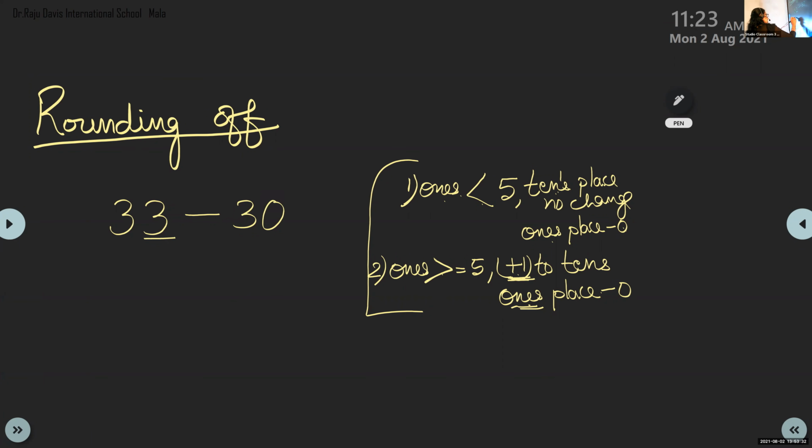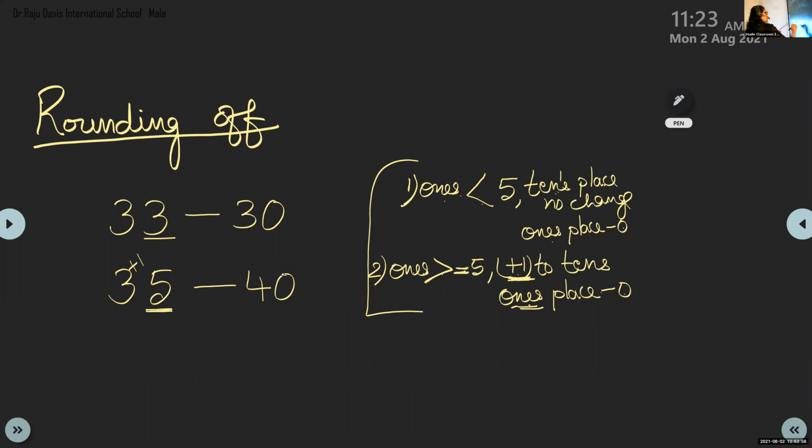Now another one, suppose it was 35. Underline the ones place. 5. Ones place is equal to 5. So second rule, plus 1 to the tens place. And ones place should be 0. So 3 plus 1, 4. And the ones place should be 0.